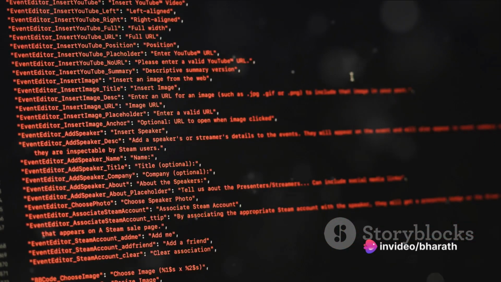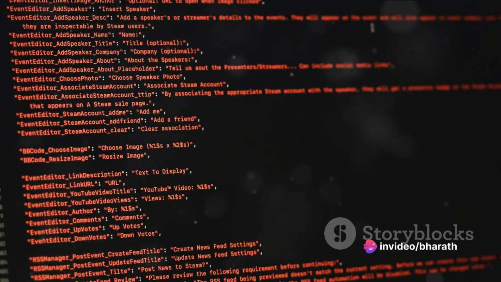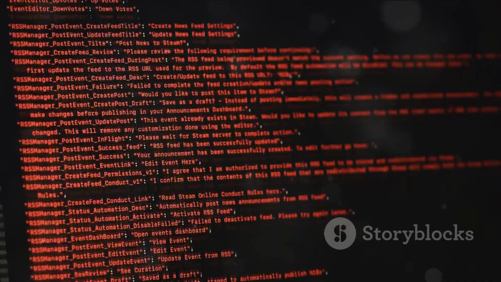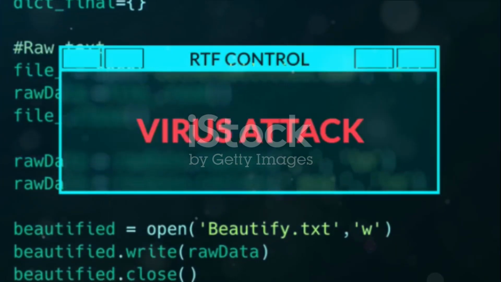Next up, we have cross-site scripting, or XSS. Here, attackers inject malicious scripts, often in the form of HTML or JavaScript code, into web applications. These scripts then execute in the browsers of other users, which can lead to everything from cookie theft and session hijacking to website defacement. Then there's command injection.